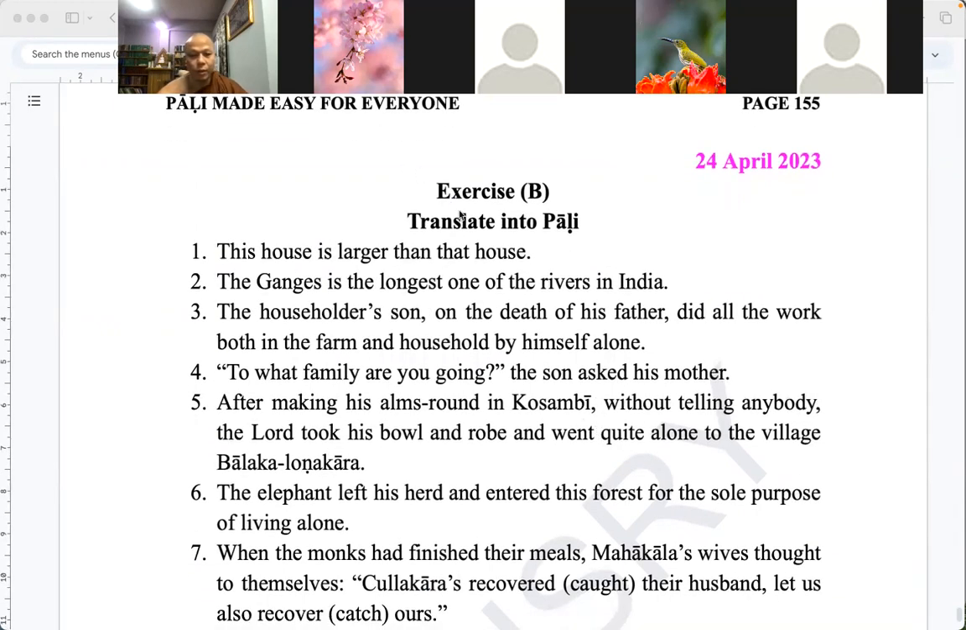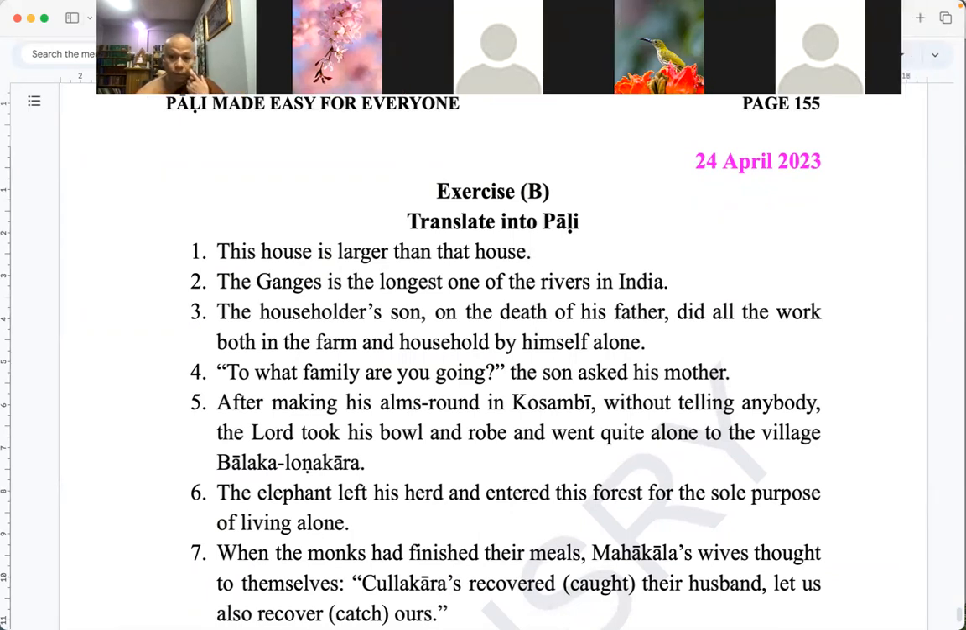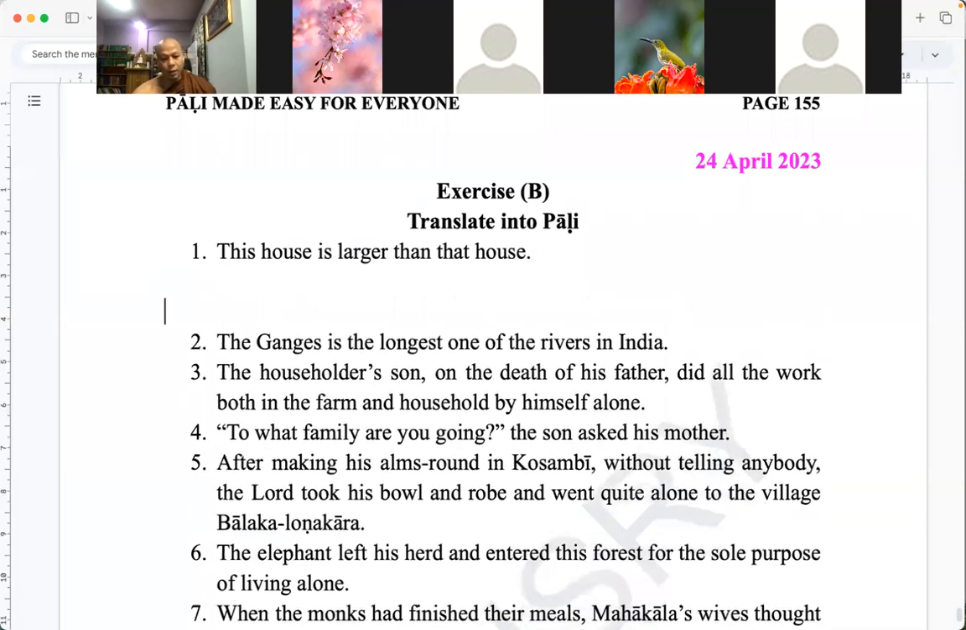So today we will do exercise B of lesson 28, translate into Pali. In this lesson, mainly we learn the past tense, some usage of the word "some", and adjectives, the degrees of adjectives. So now we will do the exercise in this lesson. The house is larger than that house.